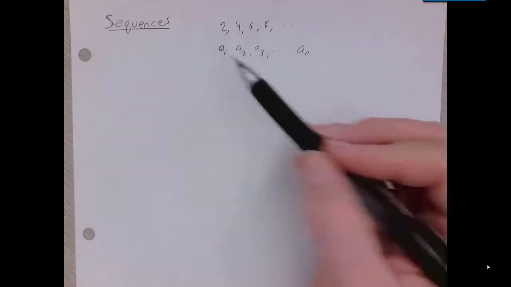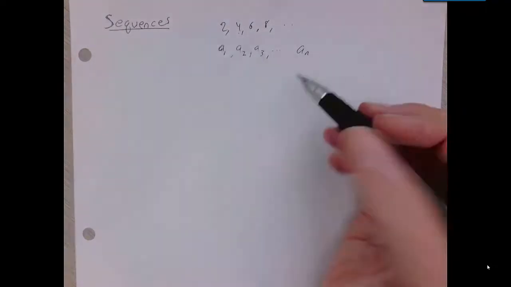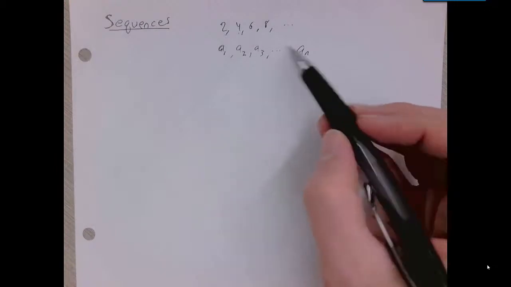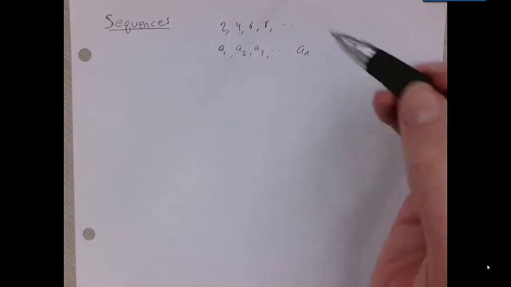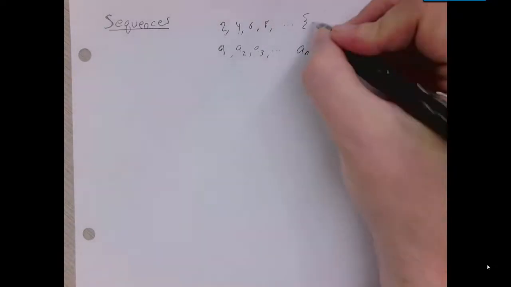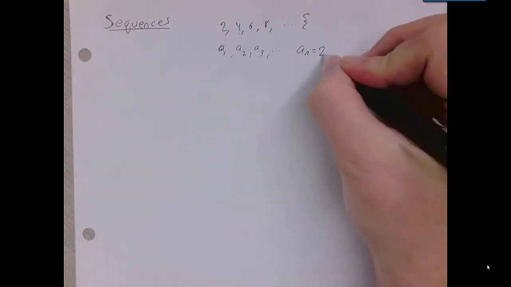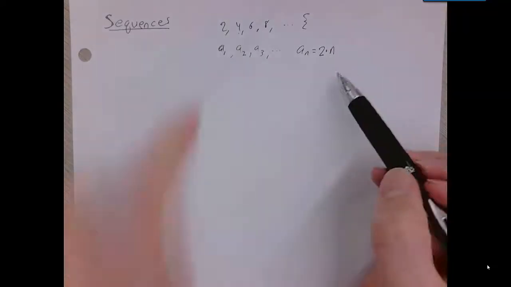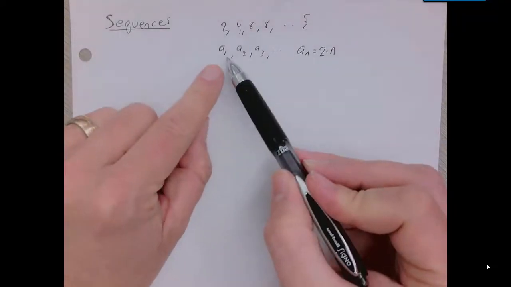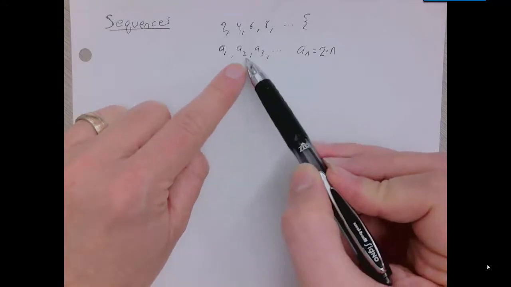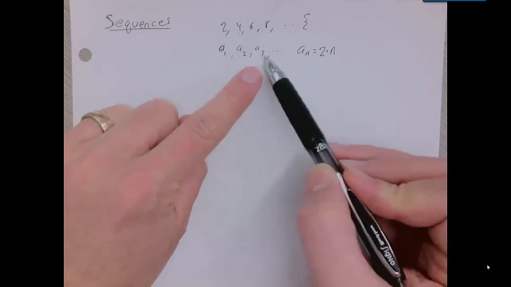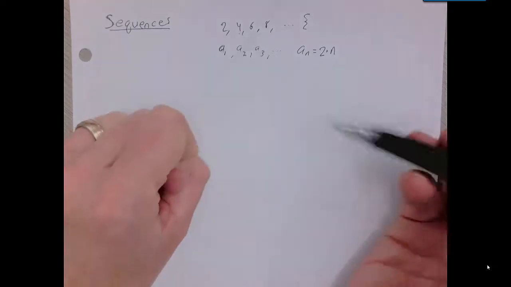Often, instead of writing out the entire sequence, it would be shorter to just write the equation that tells you what the nth term in the sequence is. So here, the nth term equals 2 times n. So you can see if the subscript is 1, the first term is 2 times 1. Here I have a subscript of 2. This is 2 times 2. This is 2 times 3, and so on.